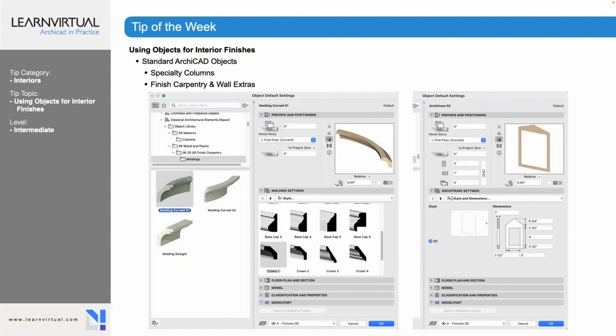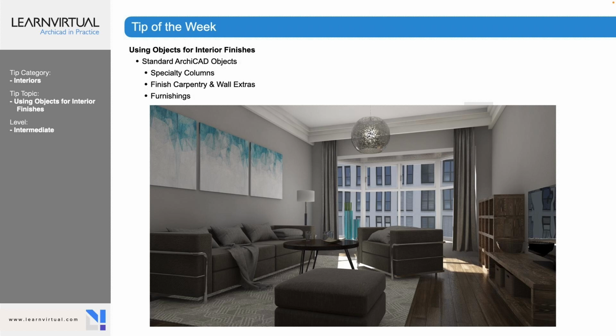You can select from moldings and the wood and plastic finished carpentry, where we can go in and pick a molding curved or a molding straight. And then from there, you can begin to select from different types of design options within the style for base, caps, crown, etc. You can also use things like the Archicad to be able to design insets there. And then, of course, furnishings.